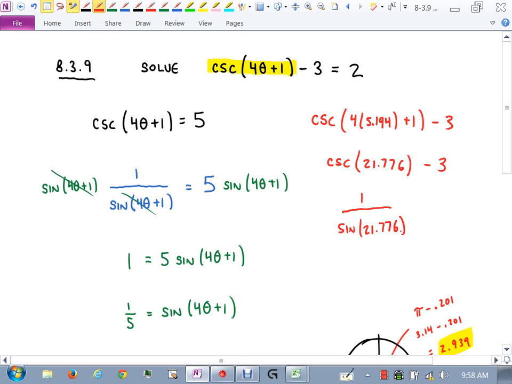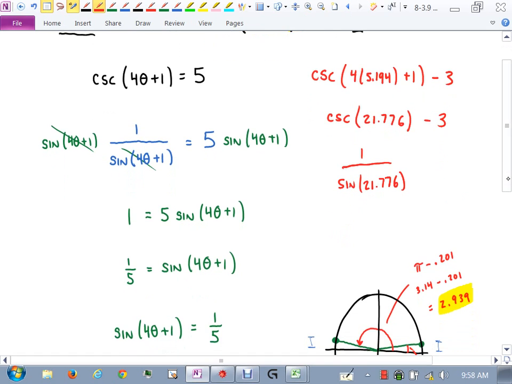So on my calculator, I'm going to do 1 divided by sine of 21.776. That gives me what? Man, we have so much rounding error. This is pathetic. I'm getting 4.684, then take away 3. What's that? 1.684. Wow, that's way off.